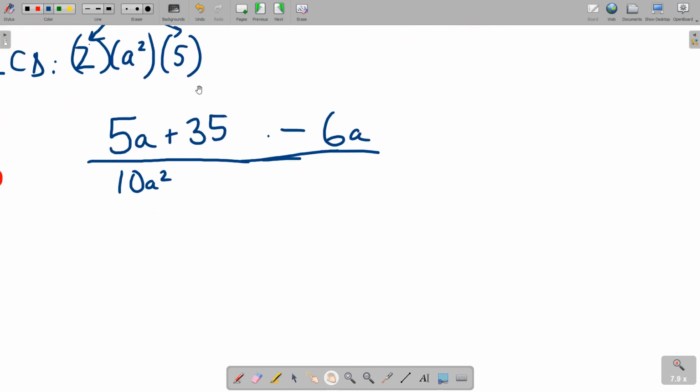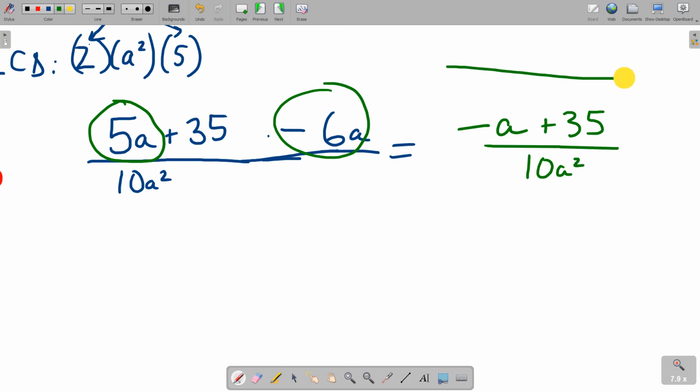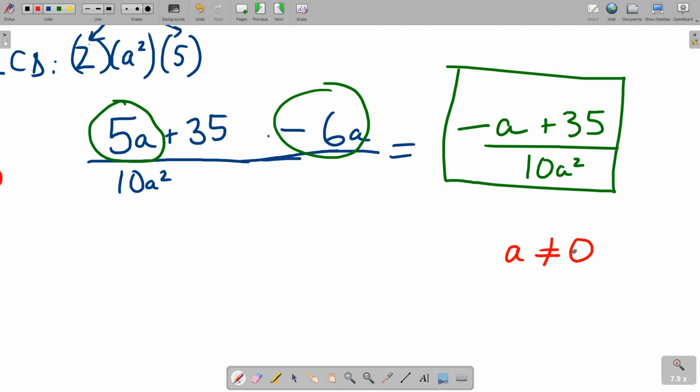We have the same denominator of 10a squared. We can proceed by grouping like terms. 5a minus 6a, unfortunately, is negative a, plus the 35, all over 10a squared. There it is in all its splendor. Of course, we need to consider the fact that because we have a monomial, the variable a in both terms, a cannot be 0, stating the restriction.